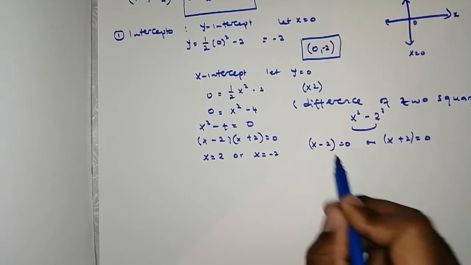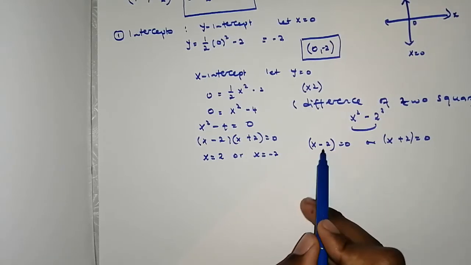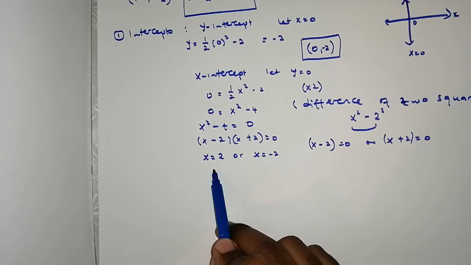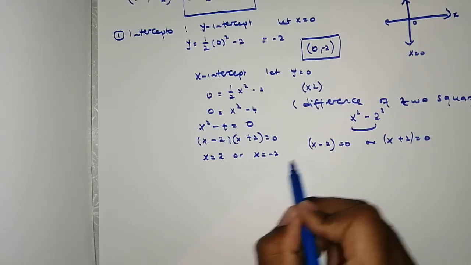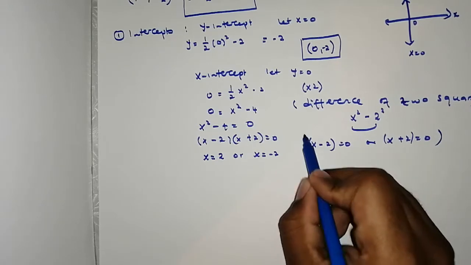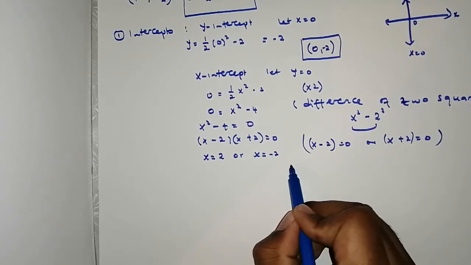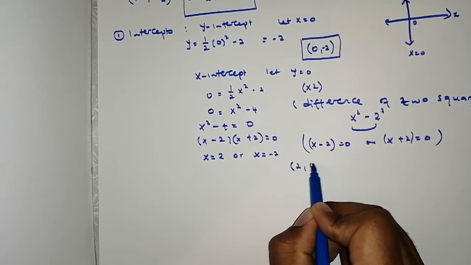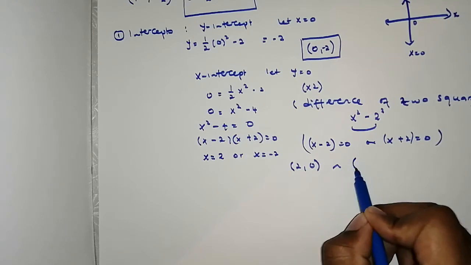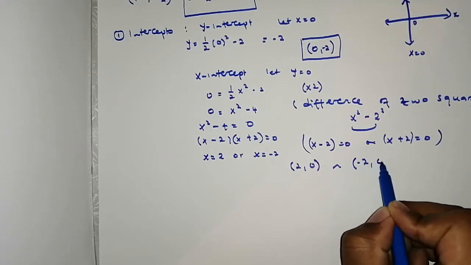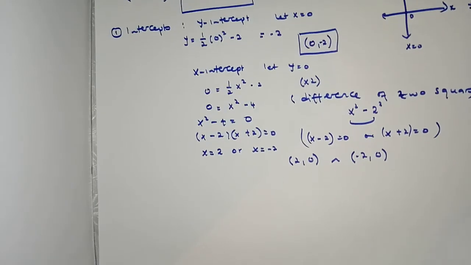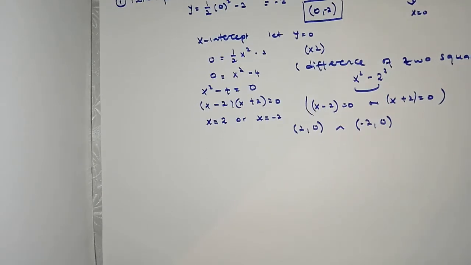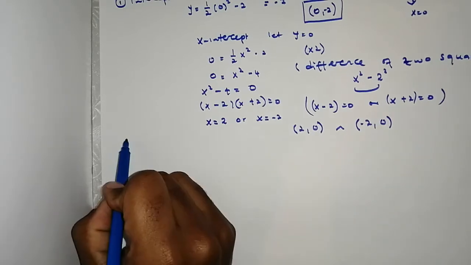Then we take 2 to the other side, and take negative 2 to the other side. So this is how we solve these things. Okay, cool. So the x-intercepts will be (2, 0) and also (-2, 0). That's how we normally write it in maths, but don't worry about it, you can just write 'and'. So you find the intercepts.